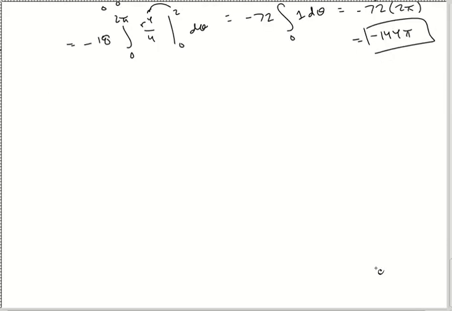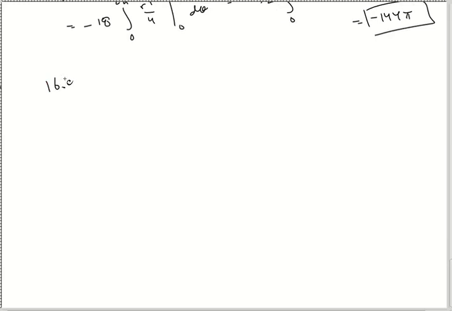Okay, next question. So this one's going to be an interesting one. I want to show you 2 different ways to do it. So in the beginning, they're saying find f dot dr, and that's what they want. But they say to use Green's theorem.